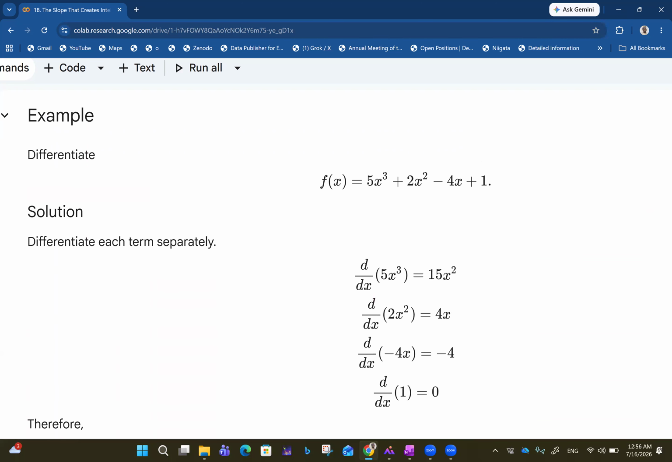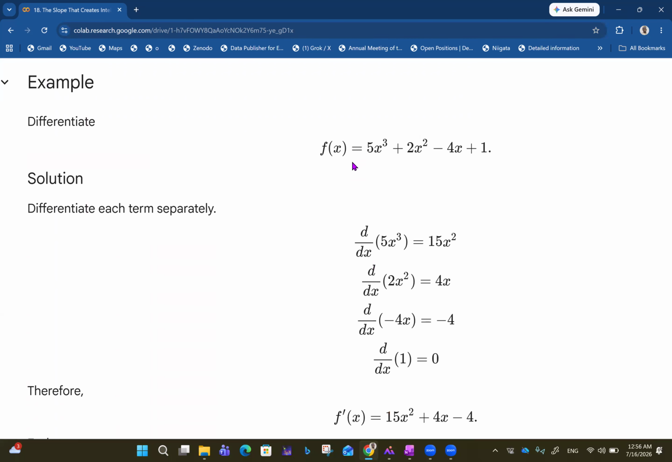Example, differentiate f of x equals 5x cubed plus 2x squared minus 4x plus 1. So differentiate each term separately. d/dx of 5x cubed, you get 15x squared. For 2x squared, you get 4x. For minus 4x, you get minus 4. For 1, which is constant, you get 0. So f prime of x is 15x squared plus 4x minus 4.